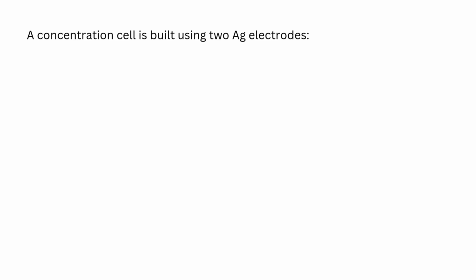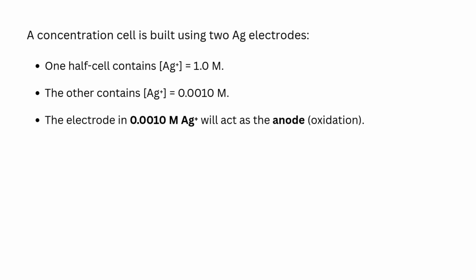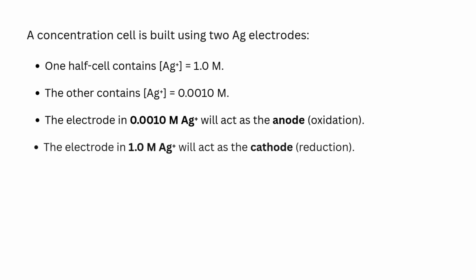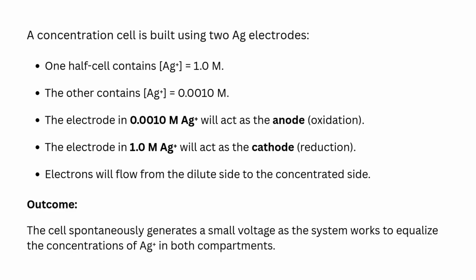Example: a concentration cell is built using two Ag electrodes. One half cell contains Ag+ concentration equal to 1 molar. The other contains Ag+ concentration of 0.001 molar. The electrode in 0.001 molar Ag+ will act as the anode, oxidation. The electrode in 1 molar Ag+ will act as the cathode, reduction. Electrons will flow from the dilute side to the concentrated side. Outcome: the cell spontaneously generates a small voltage as the system works to equalize the concentration of Ag+ in both compartments.